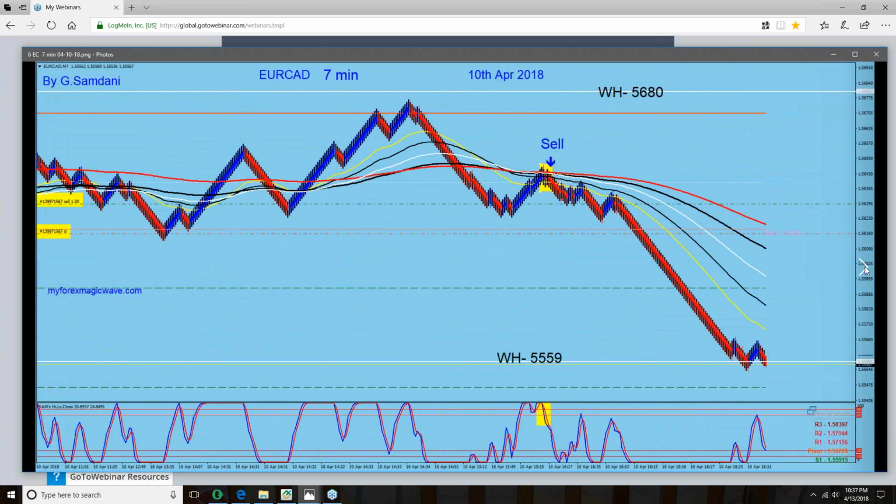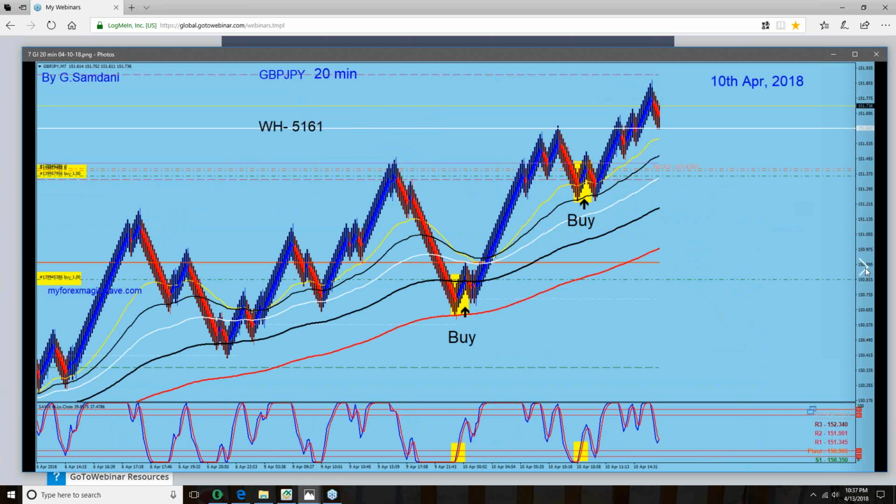All right. And then this is a Euro-CAD and Pound CAD. Both had a very nice short setup on the weekly charts I have, and I told my subscribers to just go short, and I'm taking shorts as well. This is on the 10th, and the 10th again, Pound Yen.